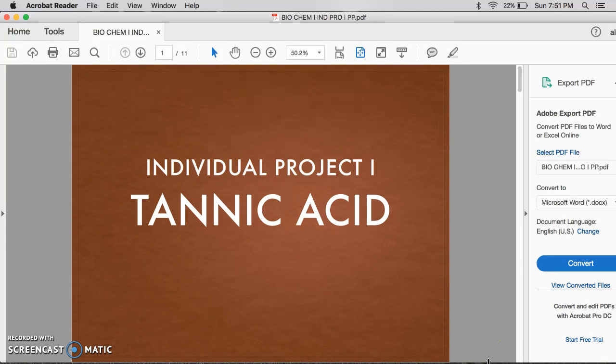So I chose to do tannic acid. The reason I chose to do this topic is because I, as well as many other people, have mistaken tannic acid for something that is in wine. I thought it would be similar to those of tannins. However, there are two different things which we will talk about shortly.